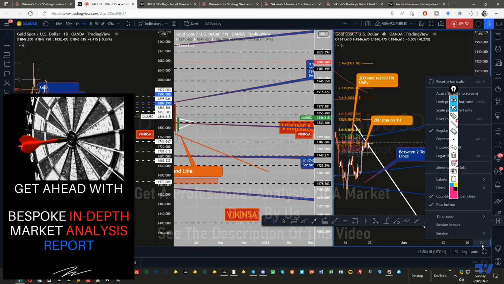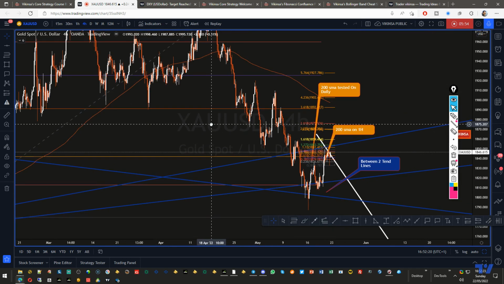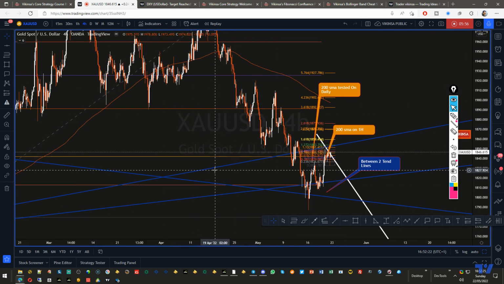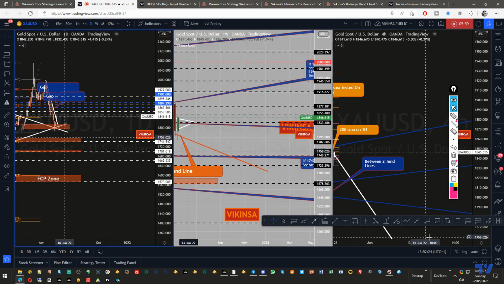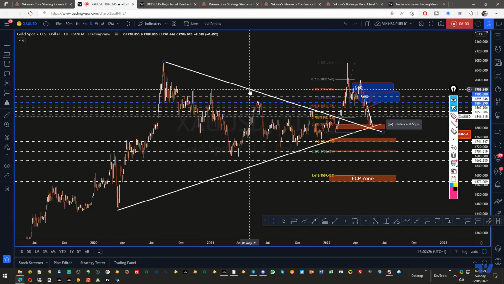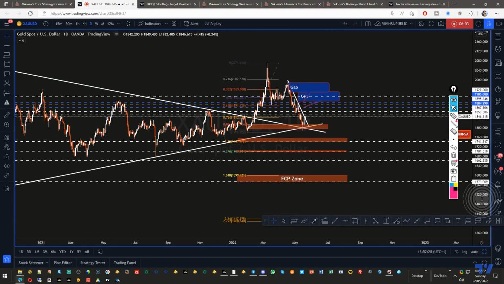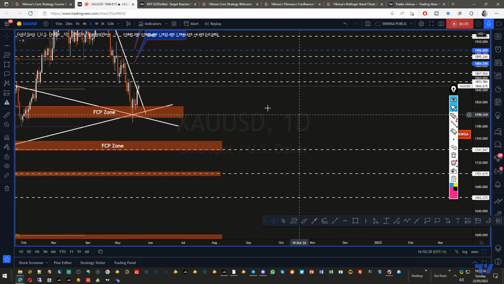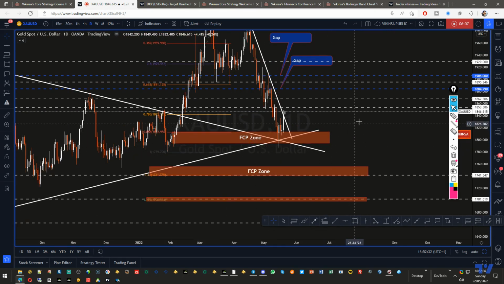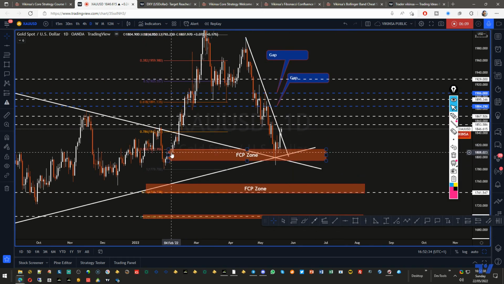Let's come back to this. So if the market, sorry, this is the wrong chart. Let me take this one. So these are the trend lines which are supporting the price, and that's why it is going up along with an FCP zone here. There was a minor gap available around 1807 or so, and that's why it is there.